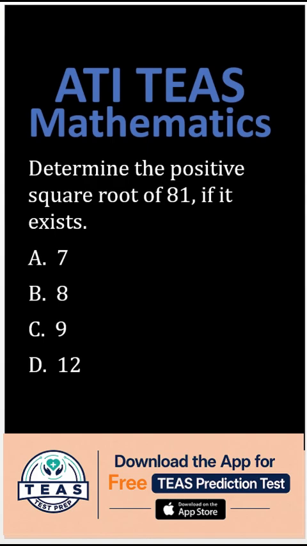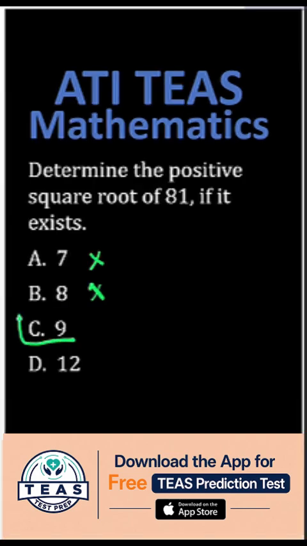Let us check the options. So option A is 7. Now 7 times 7 is 49, so it's not the correct answer. And option B is 8. So 8 times 8 is 64. Again, it's not the correct answer. And option C is 9. And 9 times 9 is 81. So the correct answer is option C.